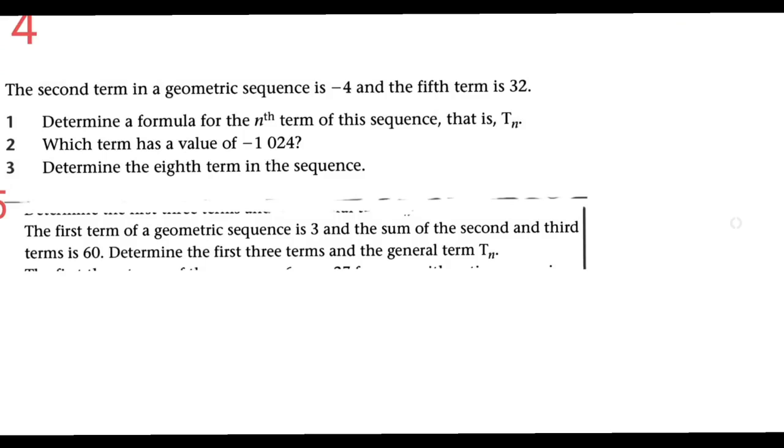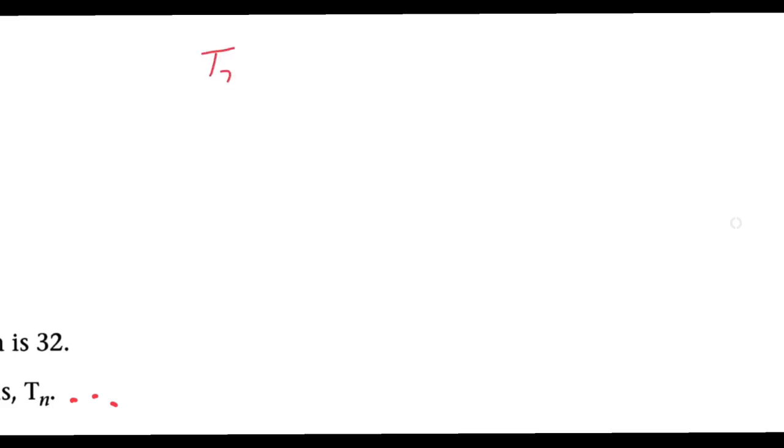The question says the second term in a geometric sequence is negative 4 and the fifth term is 32. First question says, determine a formula for the nth term of this sequence, that is Tn is equal to so on. So we need to find the nth term formula. So T2, the second term, is equal to negative 4, and the fifth term T5 is equal to 32.